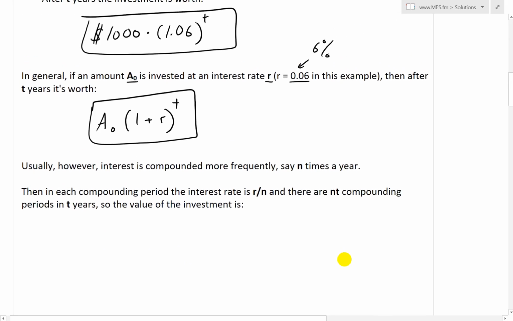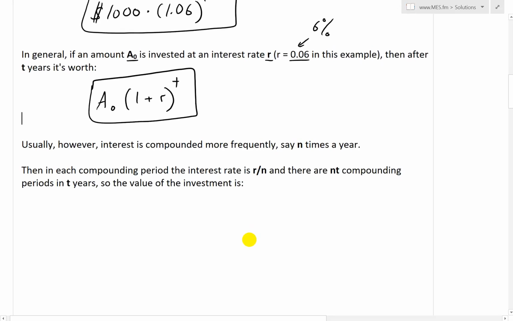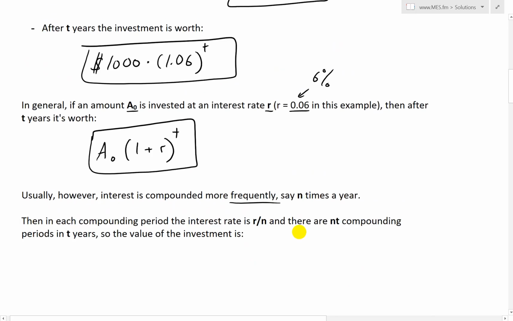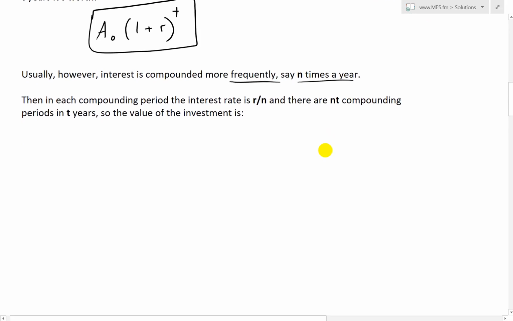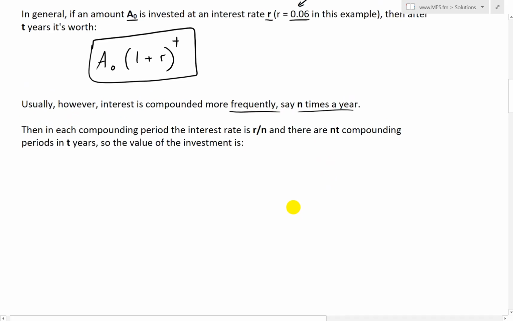And now moving forward, another point about interest rates is that usually, however, interest is compounded more frequently than just simple annually. So in other words, let's say it was compounded n times a year, for example, biannually, quarterly, etc., or even daily. So if you were given an annual interest, we need to make it for that specific number of times in the year.